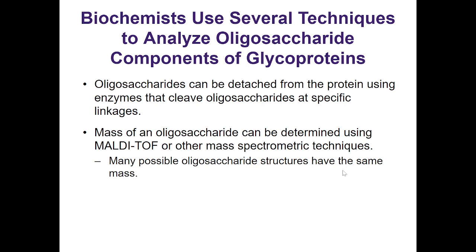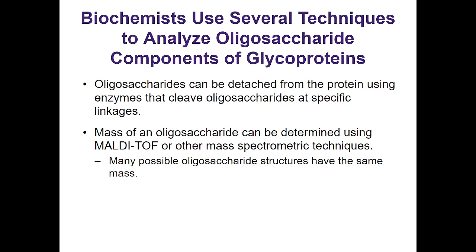Okay, so biochemists use several different techniques to analyze oligosaccharide components of glycoproteins. Your oligosaccharides can be detached from the protein using enzymes that cleave the oligosaccharides at specific linkages. The mass of your oligosaccharides can be determined using MALDI-TOF.